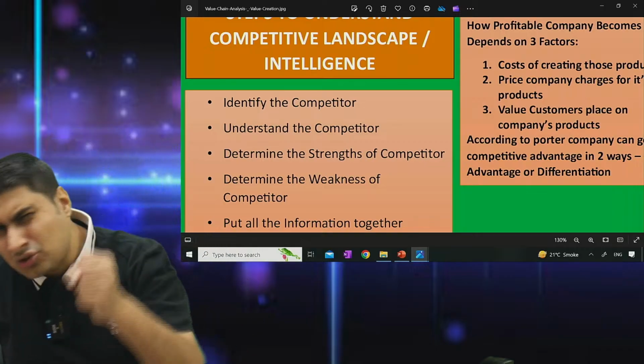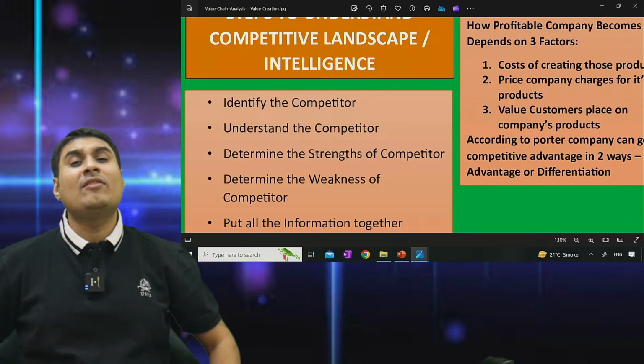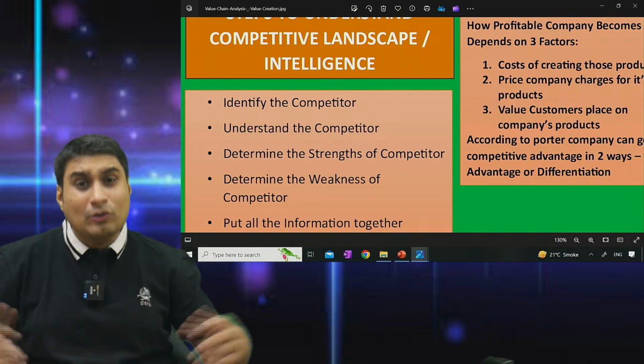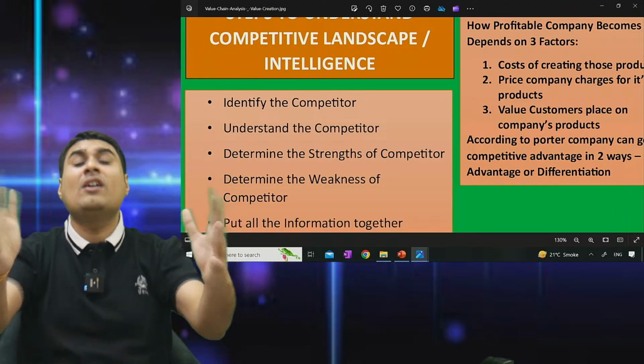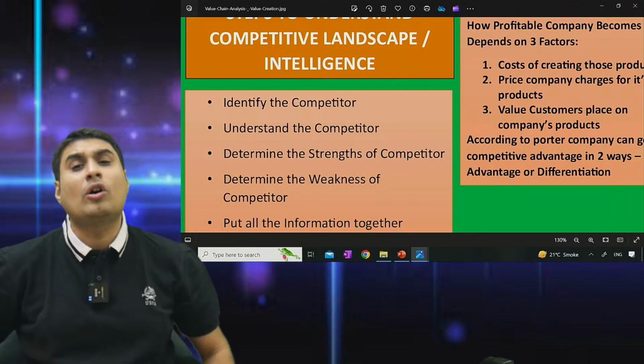Number 3, determine the strength of the competitor. What is Tata doing well? They have an excellent research and development team. They have a good understanding of electric vehicles. They have Tata Technologies, subsidiary companies which have been doing research for years, since before EV was even coming.